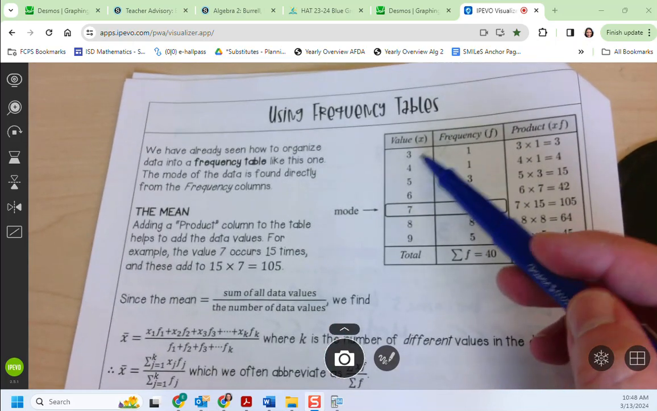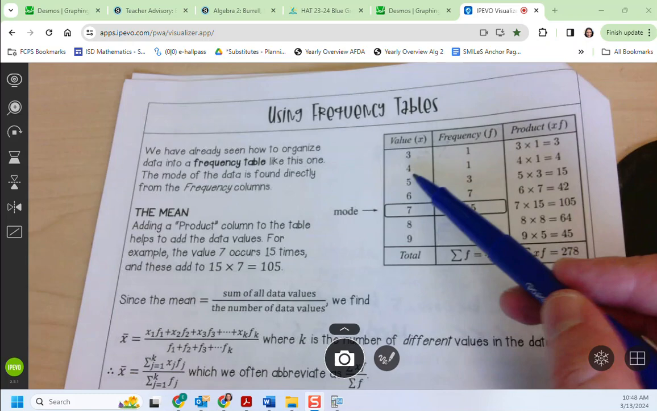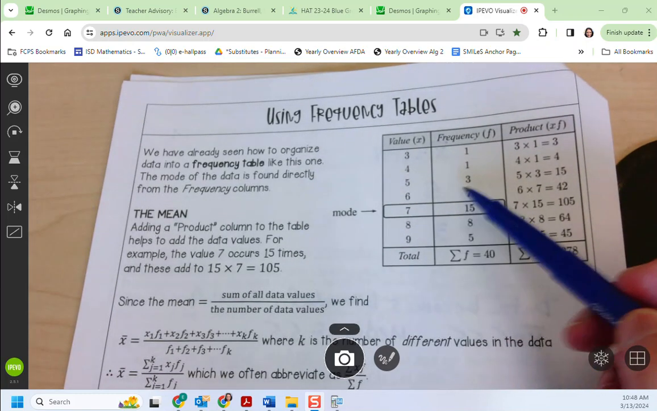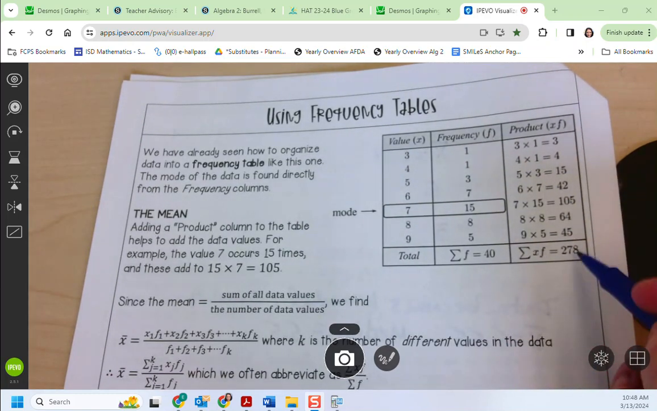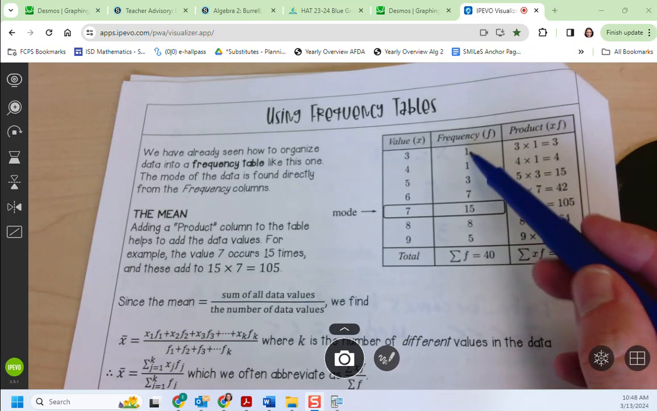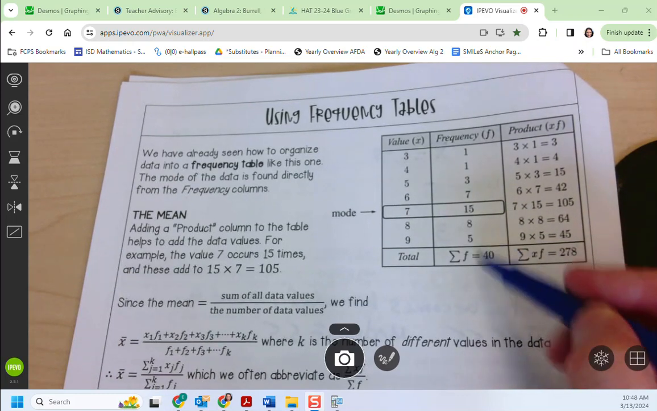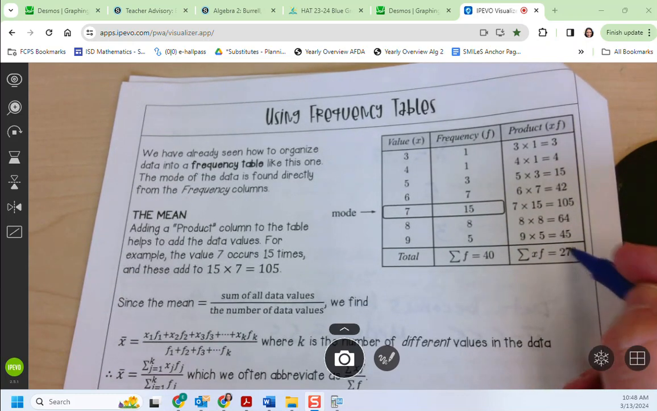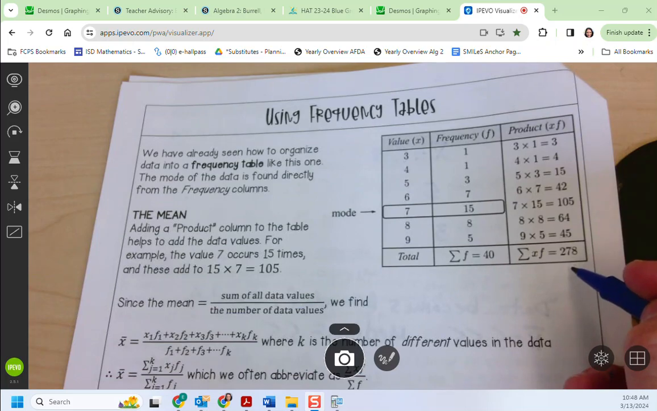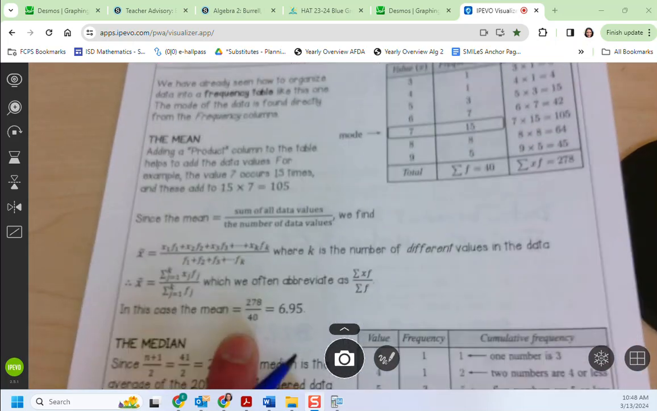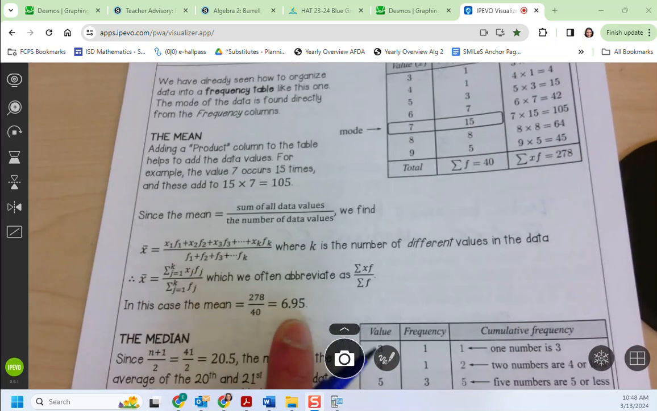So 3 times 1 gives me 3, 4 times 1 gives me 4. Multiplying these together, we get 278, and then we divide by the number of people, which you can find from the frequency. So this is 40 people, a total of 278, and then we divide those down here to find the mean. It's a little bit quicker.